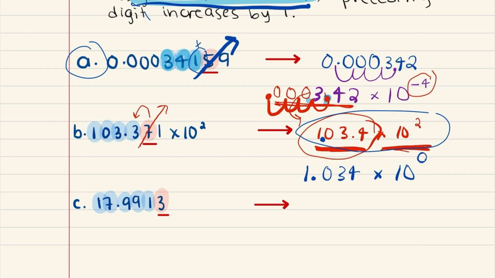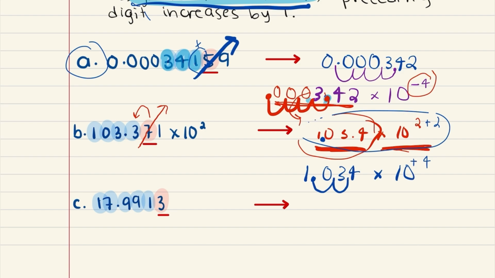Now, to get back our original number, we'd have to move this decimal place in what direction? To the right. Okay, to the right by 2 places. Okay, so to the right means it's going to be a positive number, and 2 places means that that's the number we're going to add to the original exponent. So our number is 1.034 times 10 to the positive 4.